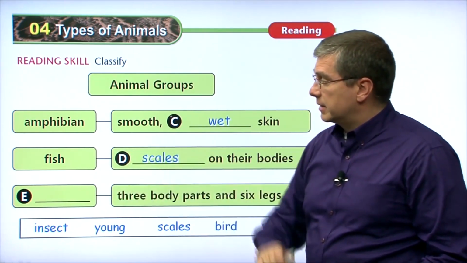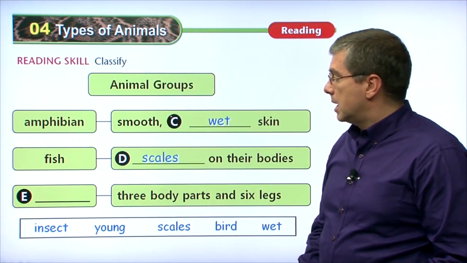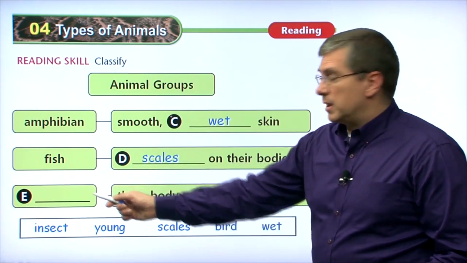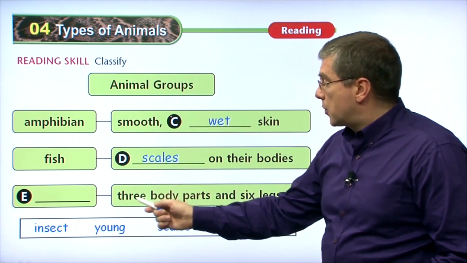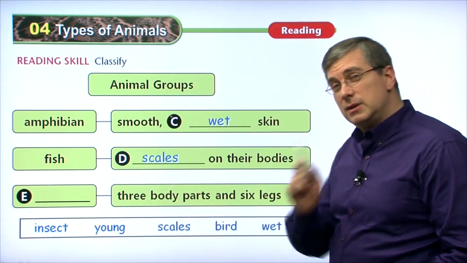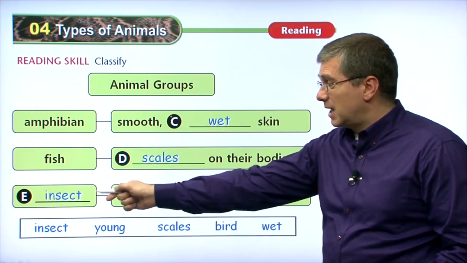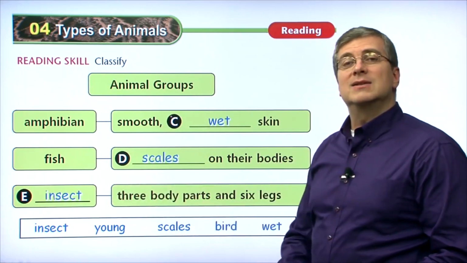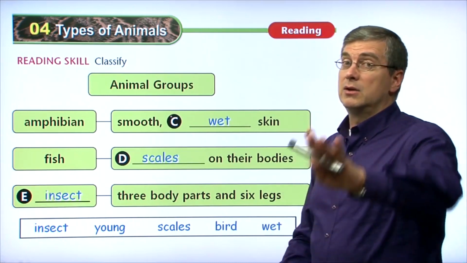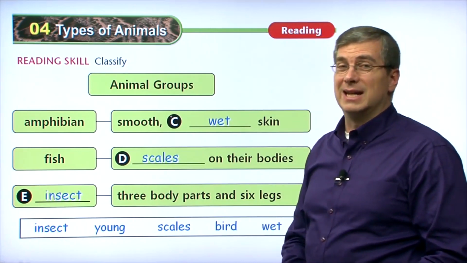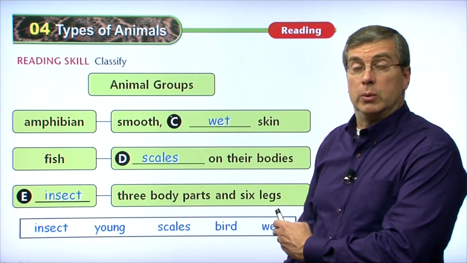Now we have the last problem, E. We don't know what the group is, but we can see the characteristic or the definition. 3 body parts and 6 legs. You got it? If you chose insect, you would be correct, okay? Because insects have 3 body parts, 6 legs. Remember, spiders are not insects. They have 8 legs. Okay, there's no spider.